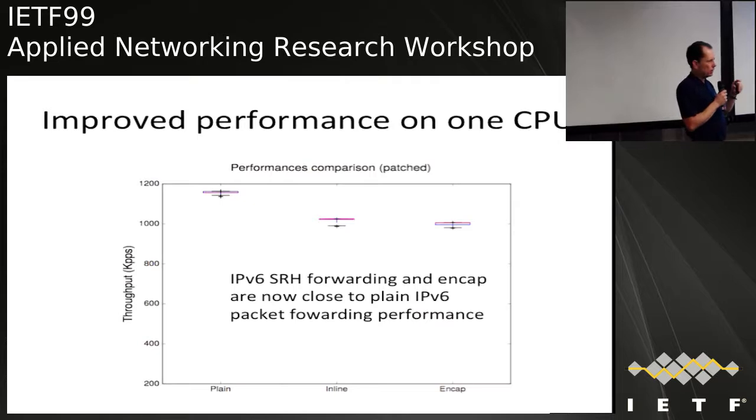The main difference is that we basically have to do two lookups possibly, because we go through the kernel again. So it's normal that we have lower performance, but the difference is not so huge anymore. So this is reasonable performance for a single core.